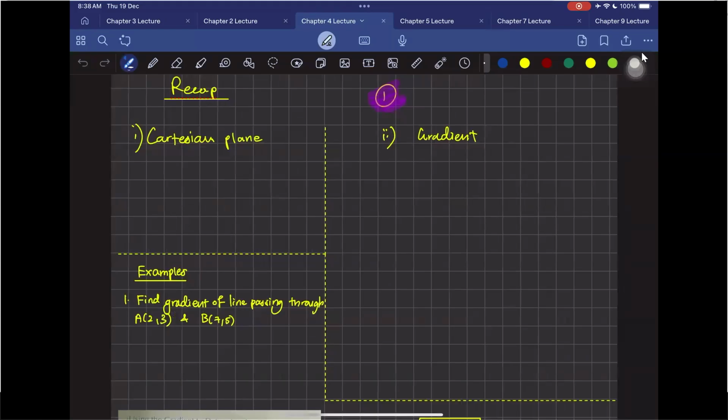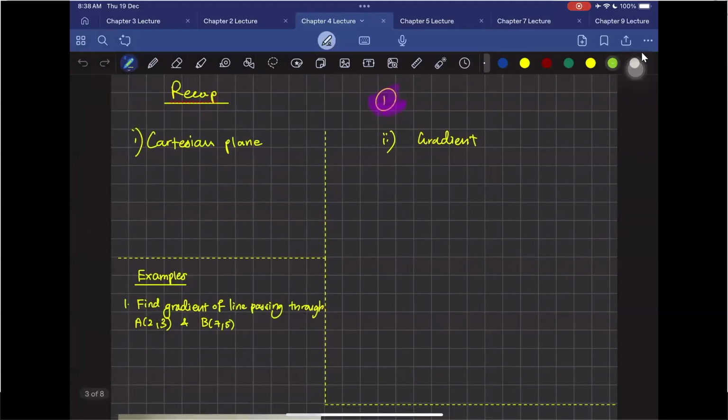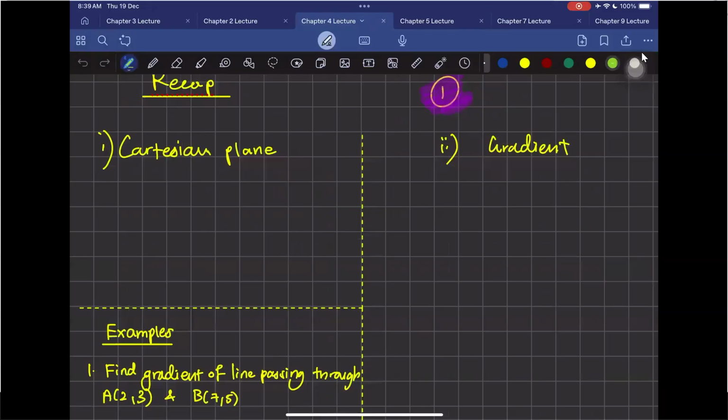So earlier we have learned the Cartesian plane in your lower secondary concepts. What that basically means is being able to plot your points in a plane. So let's say you have a point P, which is 2 comma 1. You can plot this in a two-dimensional plane. Your vertical axis would be your y-axis and your horizontal axis would be your x-axis.